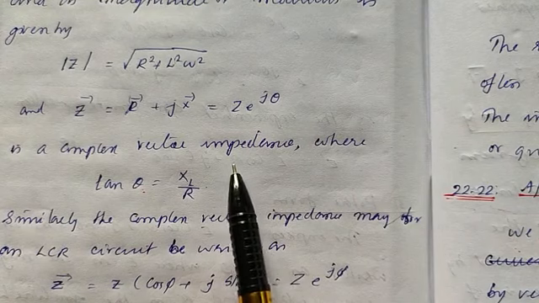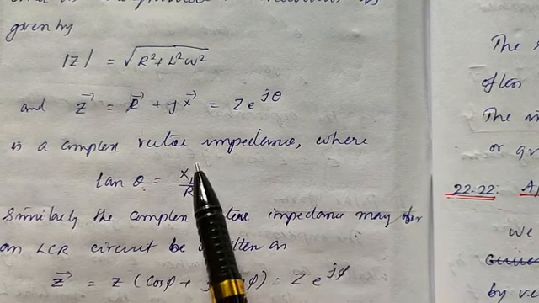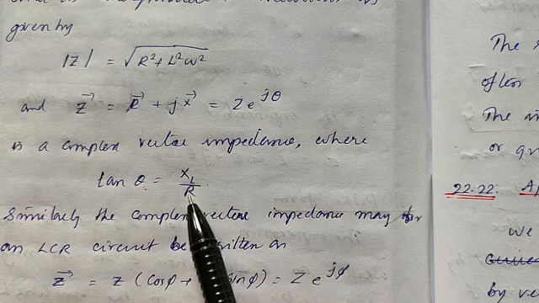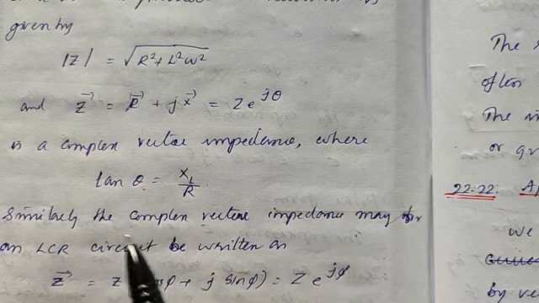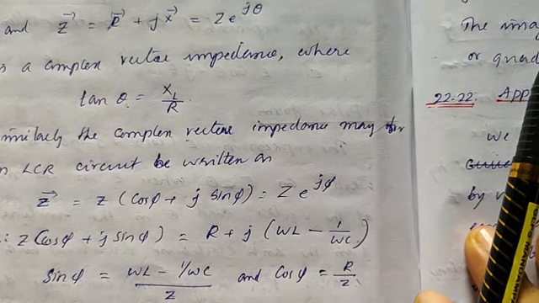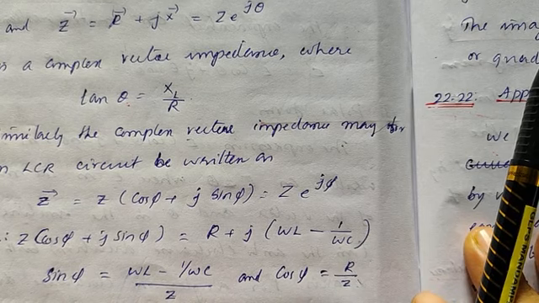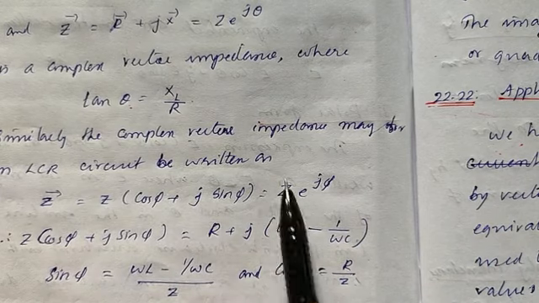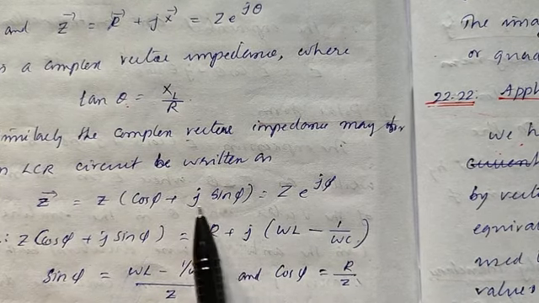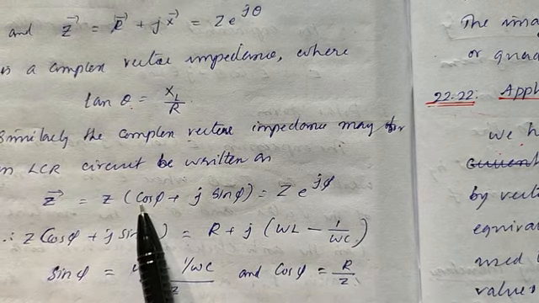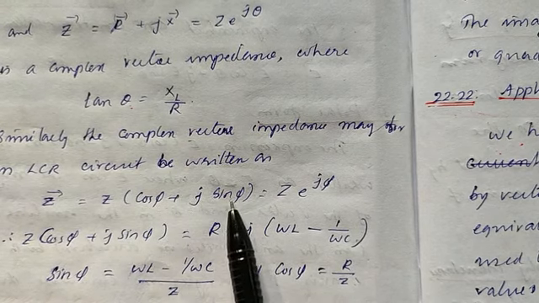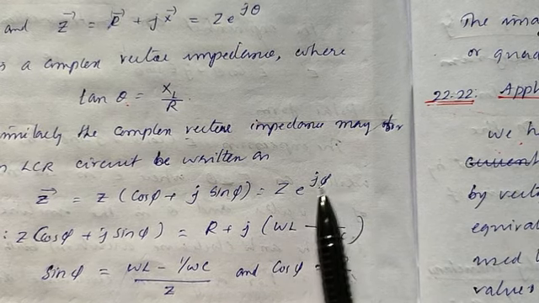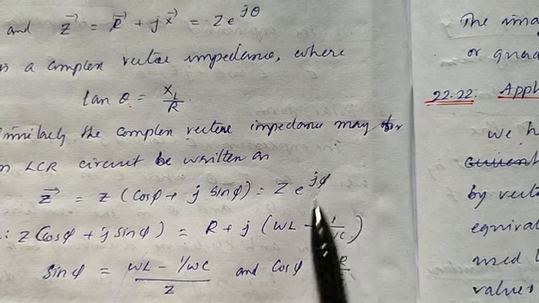So this is a complex vector impedance, where tan theta will be obtained by the ratio of the inductive reactance and the ohmic resistance. Similarly, the complex vector impedance for an LCR circuit may be written as follows, which you have already seen while dealing with the LCR series AC circuit. So Z can be represented as Z into cos phi plus j sin phi, which can be represented as Z into e raised to j phi in the polar, exponential form.